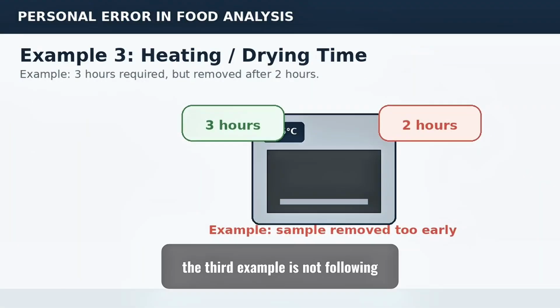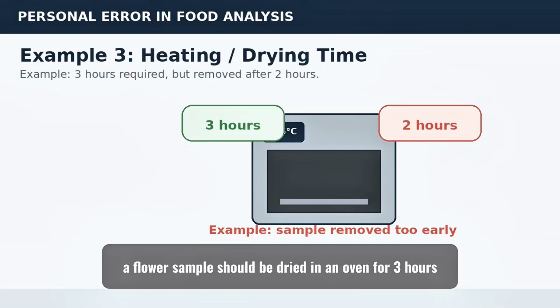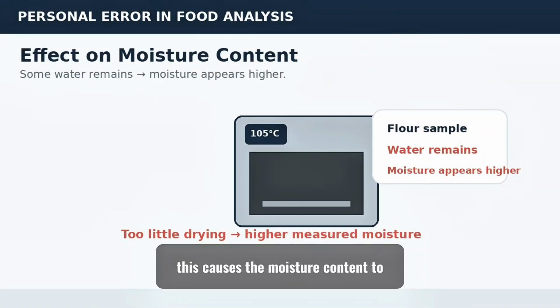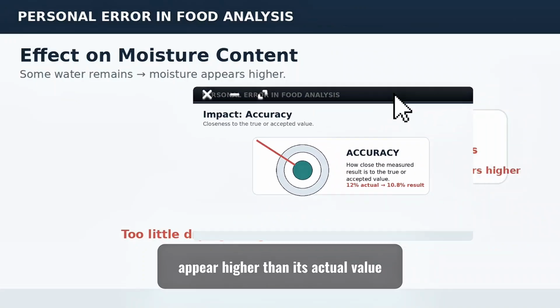The third example is not following the correct heating time. For example, during moisture content analysis, a flour sample should be dried in an oven for 3 hours. If the analyst removes it after only 2 hours, some water will still remain in the sample. This causes the moisture content to appear higher than its actual value.